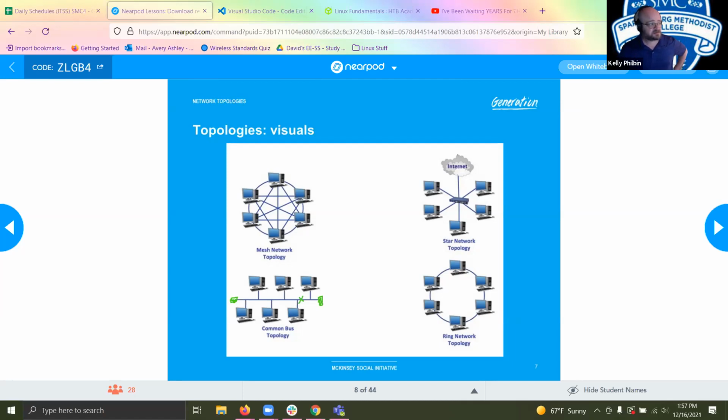The ring has a similar problem. You break one link in the ring, the entire thing goes down. They still do use rings sparingly in networking, like with token ring, and sometimes in storage area networks they'll use rings. But for the most part, they don't use it because of its vulnerability. If one goes down, everything fails, and all communication has to pass through each successive computer.